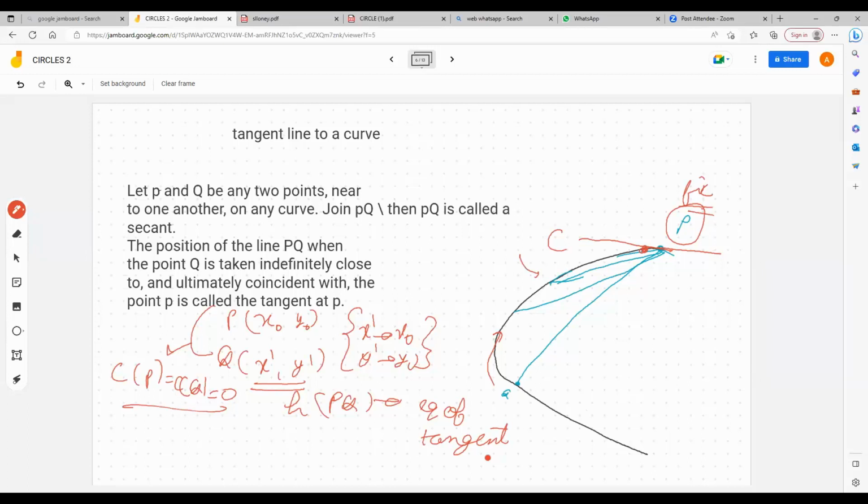Let P and Q be any two points near to one another on a curve. Join PQ. Then PQ is called a secant. The position of the line PQ when the point Q is taken indefinitely close to, and ultimately coincident with, the point P is called the tangent at P.